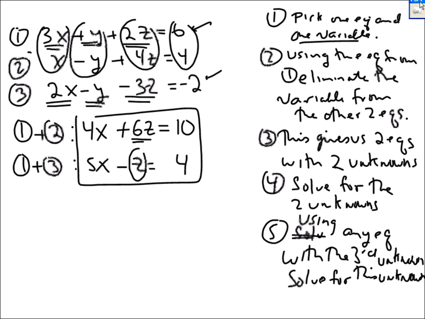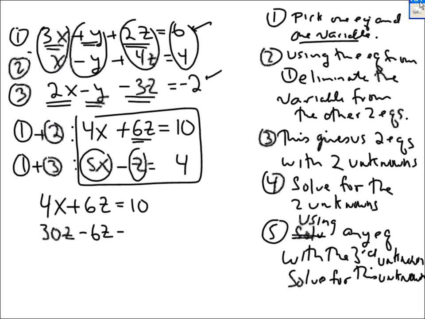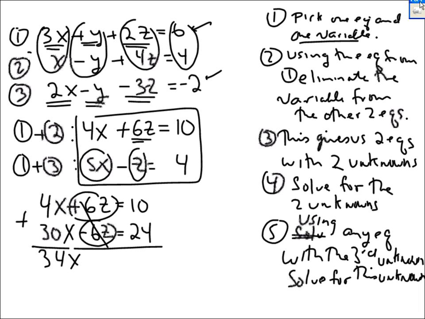I'll keep the first equation the way it is, and I'll multiply the second equation by 6. This times 6 is 30x minus 6z equals 24. Now I add. Why do I add? Because when you add those two, you get 0. This should be 34x, excuse me, 5x times 6 is 30x. 34x is equal to 34.